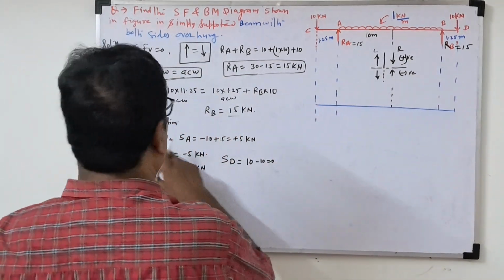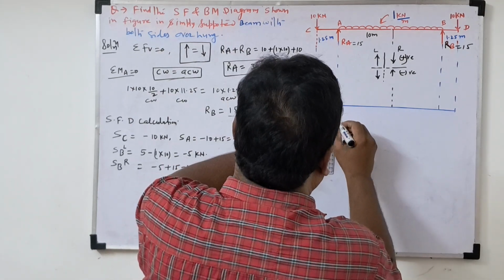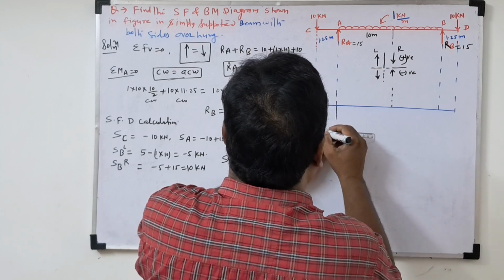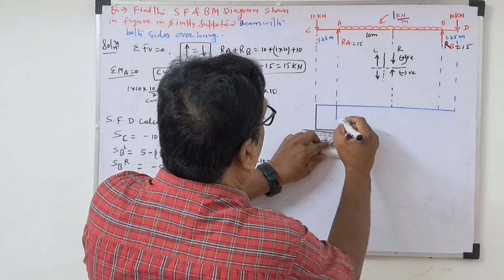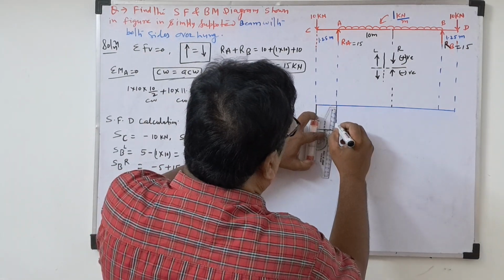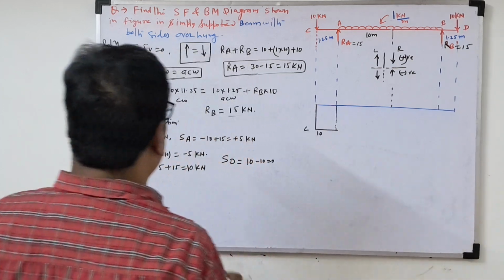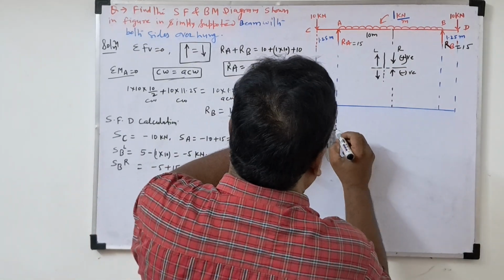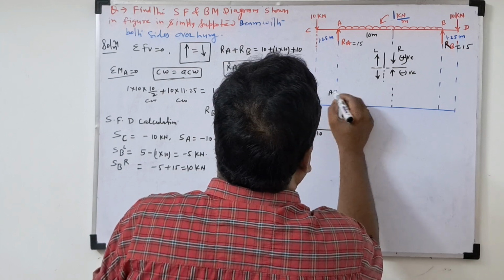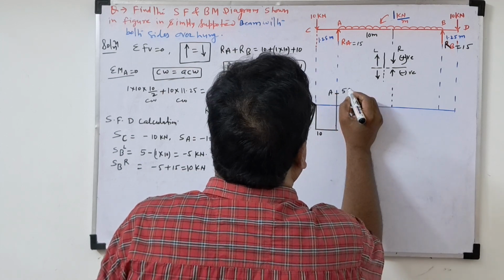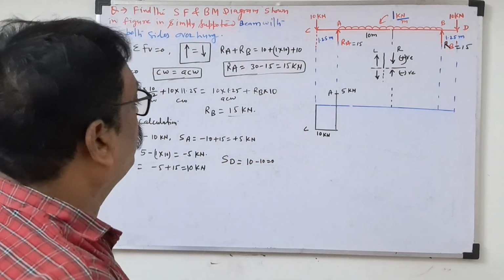First SA is 10 negative, so it will come downward. This line and all. So this is 10. Then in between C and A, no load, so it will be a horizontal line. Because of the point load, a horizontal line will be there. Okay, this is the 10. Point is C. Now at point A, plus 5, it will go the vertical line plus 5. So this point A, 5 kilonewton. Newton or kilonewton, no problem.